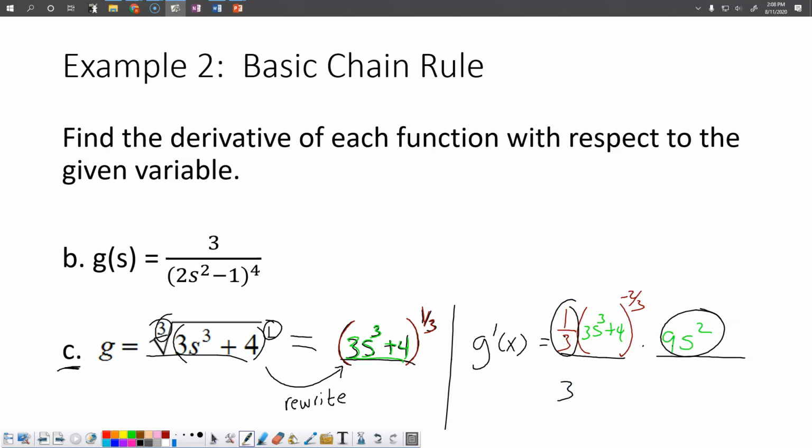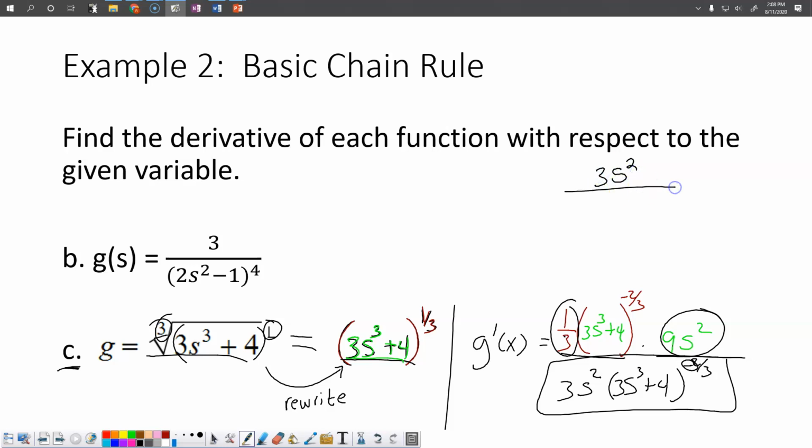So the best way to write your answer for this problem would be in the following fashion. 1/3 times 9 leaves me with 3. I'm going to put the s squared in the front, and then we're going to have 3s cubed plus 4 in parentheses to the negative 2/3 power. And I'm not going to do the thing where I put it in the denominator this time. You could, but it's just not necessary. Well, I guess I'll do it just in case. Because like I said, I don't know what it's going to look like on your test. They might do that or they might not. So the negative is going to move that part in parentheses into the denominator.